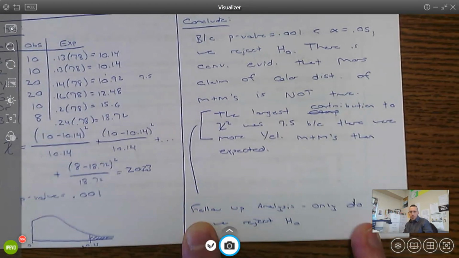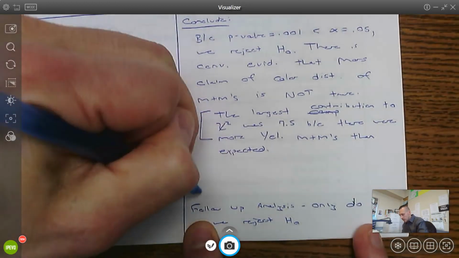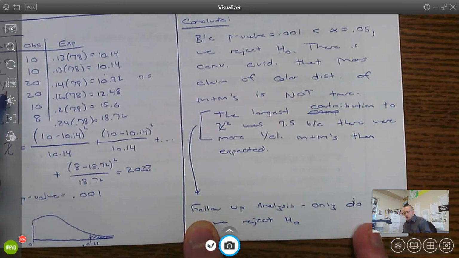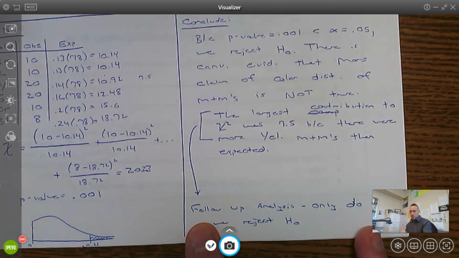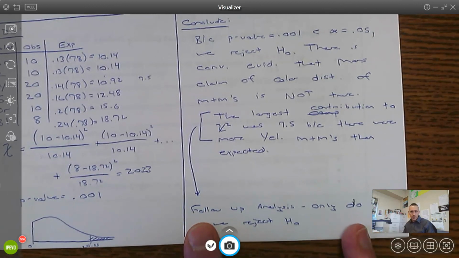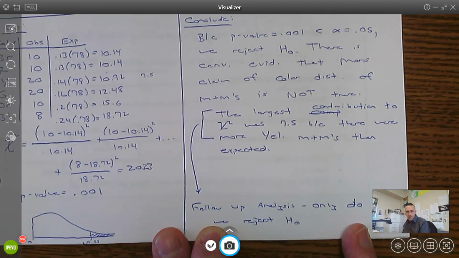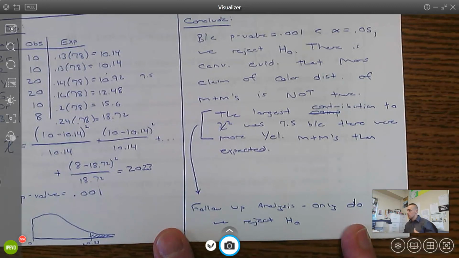Okay, so really the main reason we rejected the null hypothesis here is because we had so many more yellow M&Ms than expected. Obviously the blue and the green contributed, but not as much. All right, so that's just a video going through the 4-step process for a chi-squared goodness of fit test, talking about the follow-up analysis. In the next video, I'll go through some of the details about the chi-squared distribution in depth.